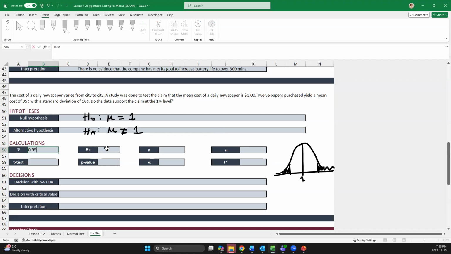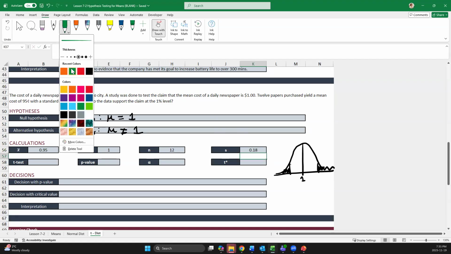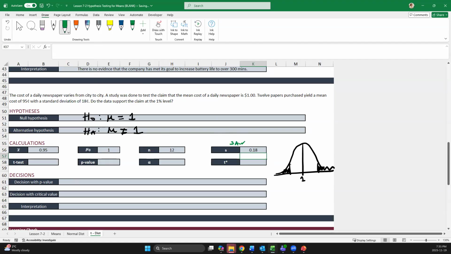To test this, let's use the numbers from the question. The sample mean is 95 cents. Our hypothesized value is $1. We're told 12 newspapers are purchased, and from the 12 papers, the standard deviation is 18 cents. Again, because the standard deviation is 18 cents, that's a sample value, and 12 is a very small sample size. That means we need to use the t-distribution instead of just the basic normal distribution.